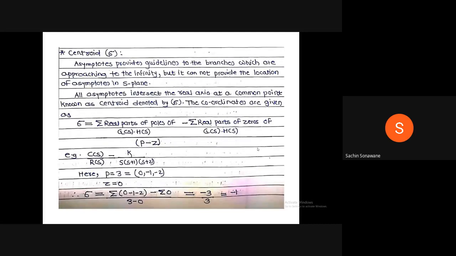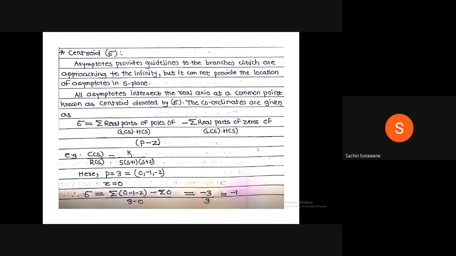Now centroid sigma. Asymptotes provide guidelines to the branches which are approaching infinity, but they cannot provide the location of asymptotes in the s plane. All asymptotes intersect the real axis at a common point known as the centroid, denoted by sigma. The coordinates are given as sigma is equal to the summation of real parts of poles of G(s)H(s) minus the summation of real parts of zeros of G(s)H(s), divided by p minus z.